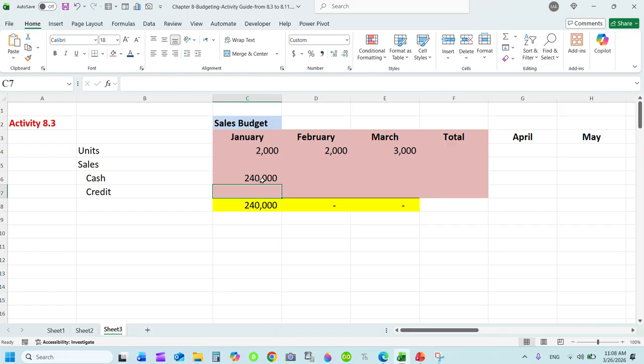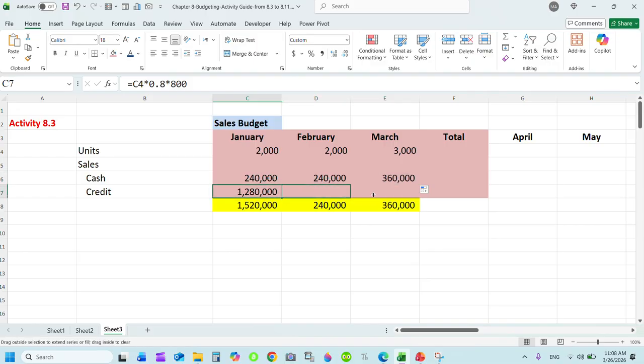Cash selling price 600. Then credit sales equal the total number of sales multiplied by 0.88%, credit sales multiplied by selling price. Credit selling price is 800, and this is your cash sales for the month of January and credit sales for the month of January. And you can do the same thing for the rest of the part.